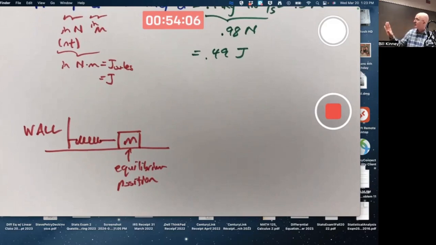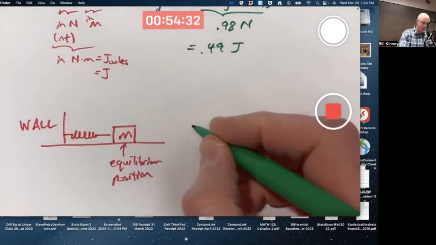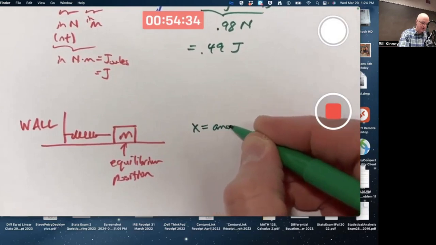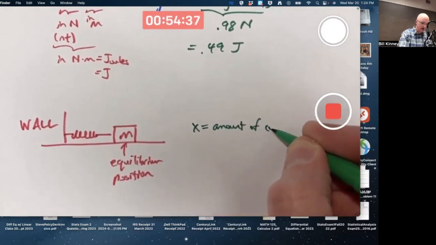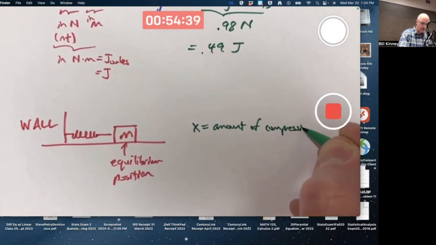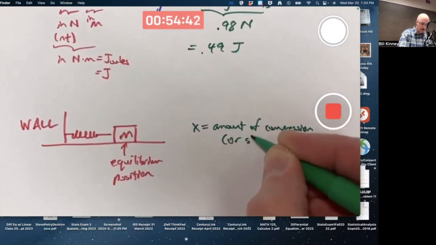Take that mass and either push it toward the wall by compressing the spring, or grab it and pull it away from the wall. It doesn't matter for our purposes today which thing you do. You can either compress it or stretch it. Pretend X is the amount that you either compress it or stretch it, as a positive quantity. Let's let X equal the amount of compression or stretching.